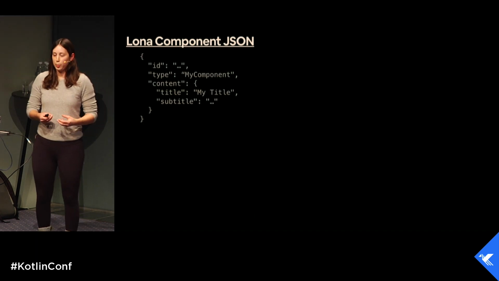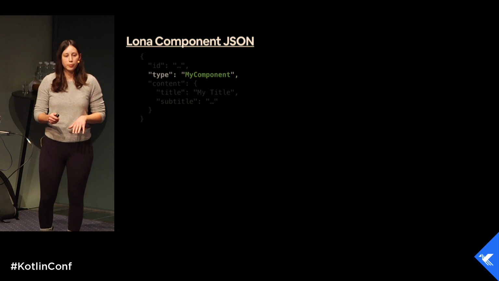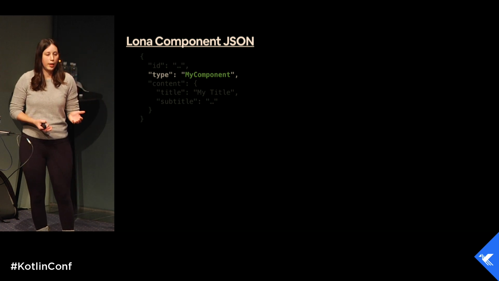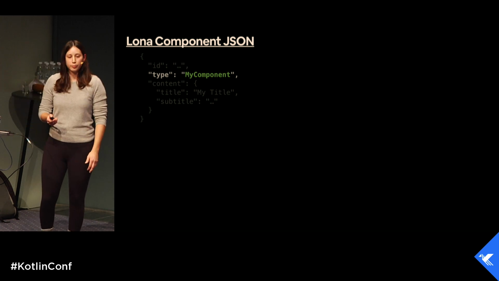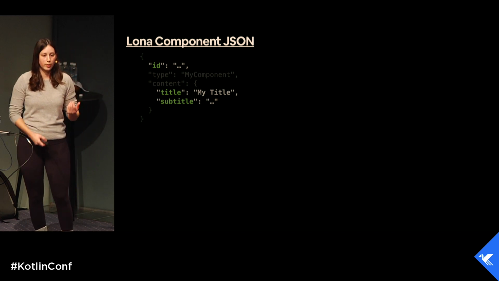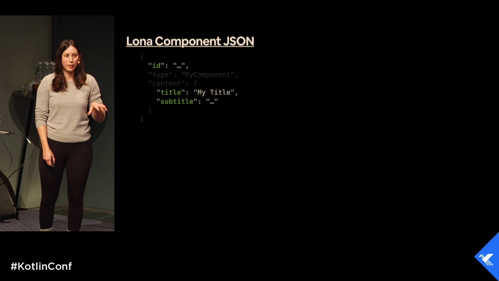Okay, so here we're specifying a really basic component. The first thing to note is that there's a type here, and the type is my component. This is telling the client which component it needs to render. Then we've got some content here, so we're going to send up a title and a subtitle to place in that component.